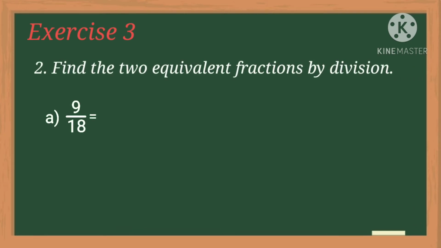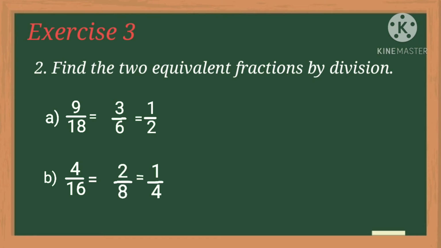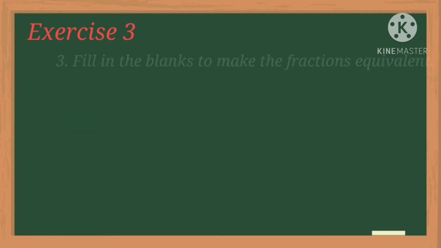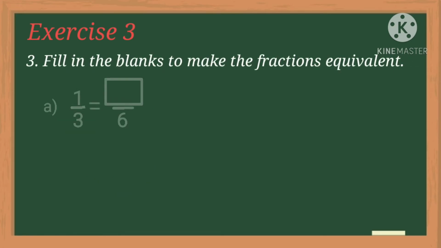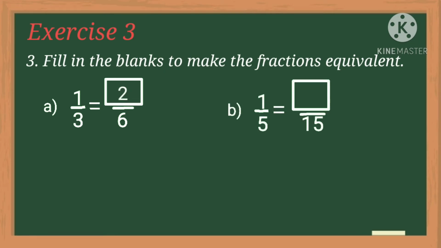Now let's find the equivalent fraction by division method. You can write division by 3 and division by 9. In the second one, 4 by 6, 1 by 6, 2 by 8 and 1 by 4. Fill in the blanks to make the fractions equivalent. As you can see, the denominator is multiplied with 2, so the numerator is also multiplied with 2. Second one, 5 3s are 15. And the fourth one, 4 is the multiplying number. 4 4s are 16, so 1 4 is 4.